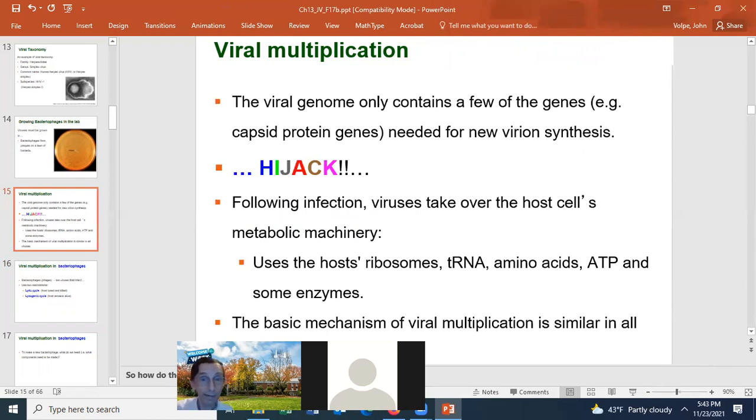So following infection, did I go the right way? I don't think I did. I hit the wrong button, sorry.